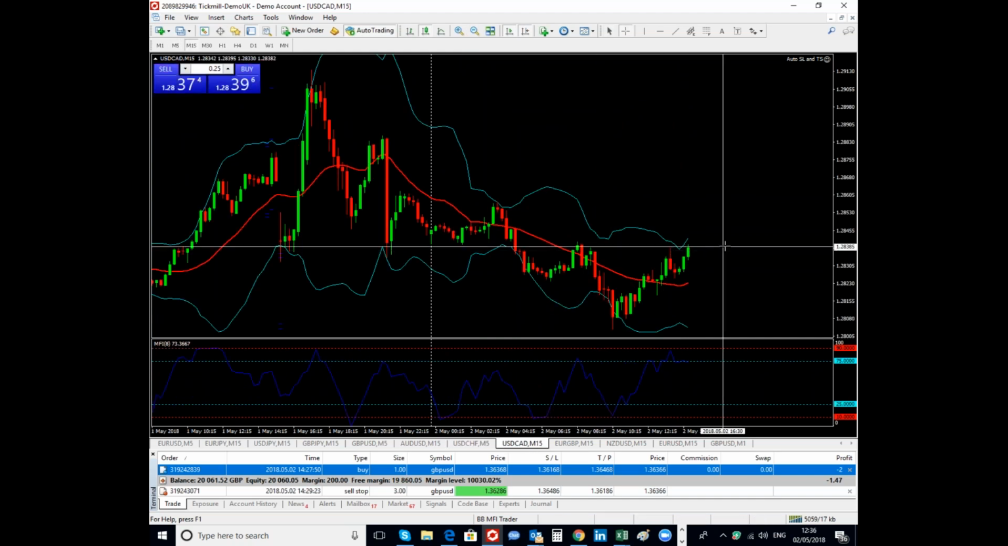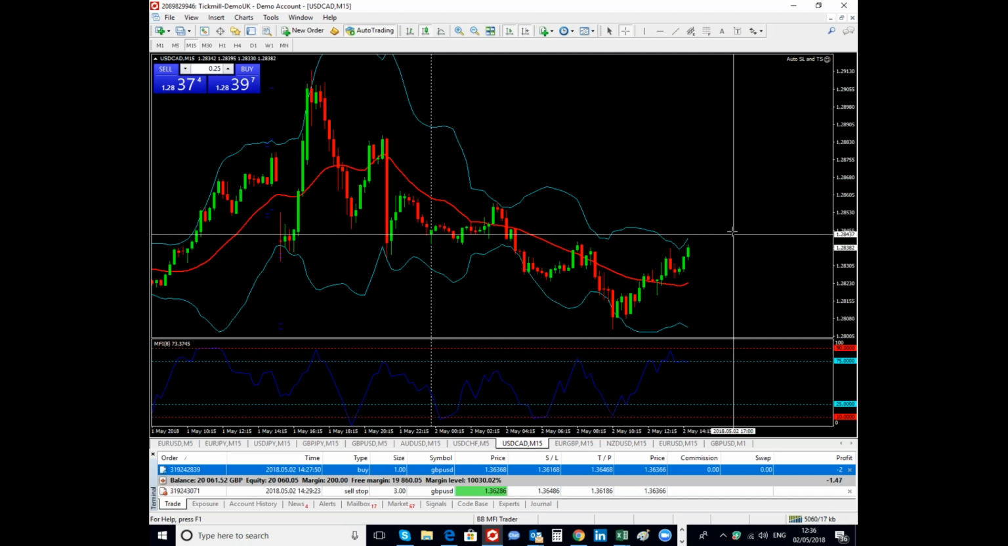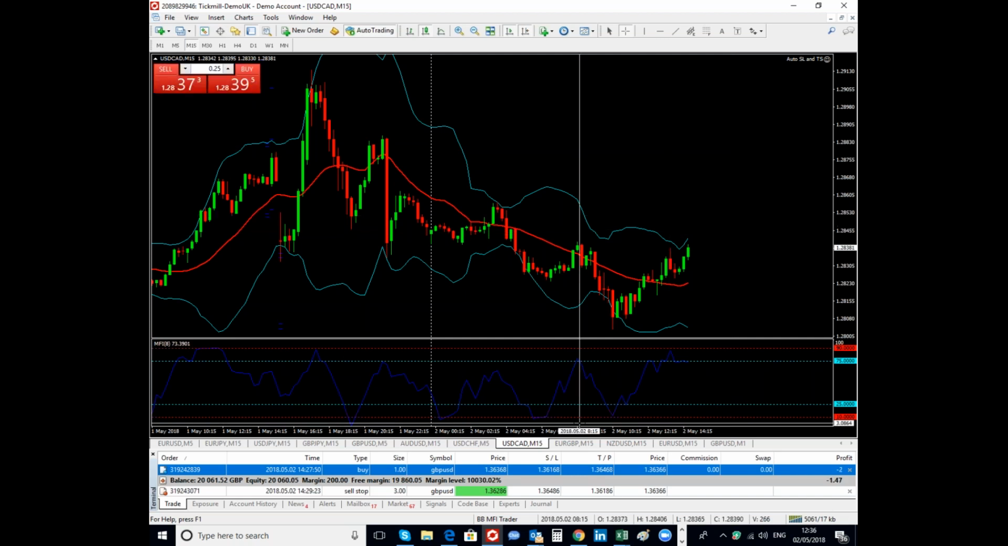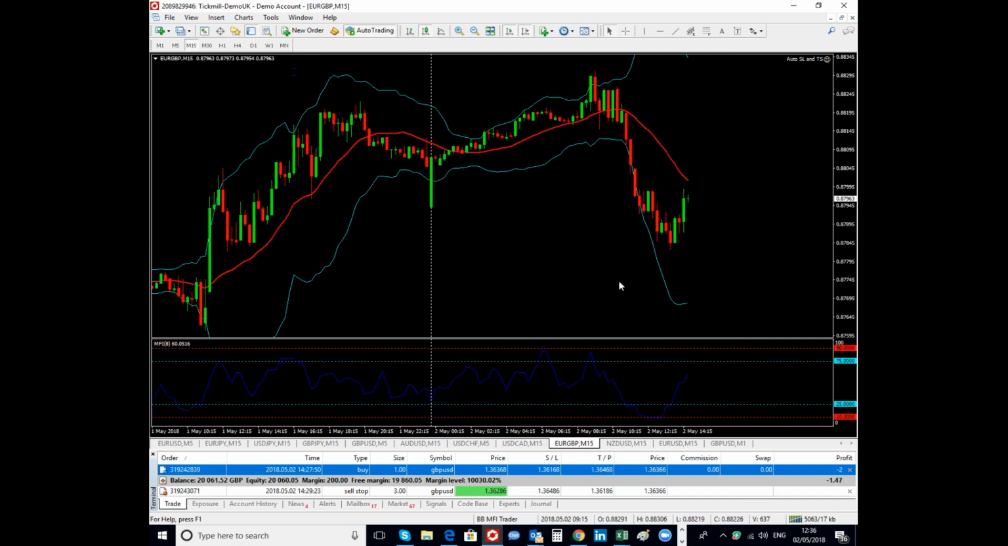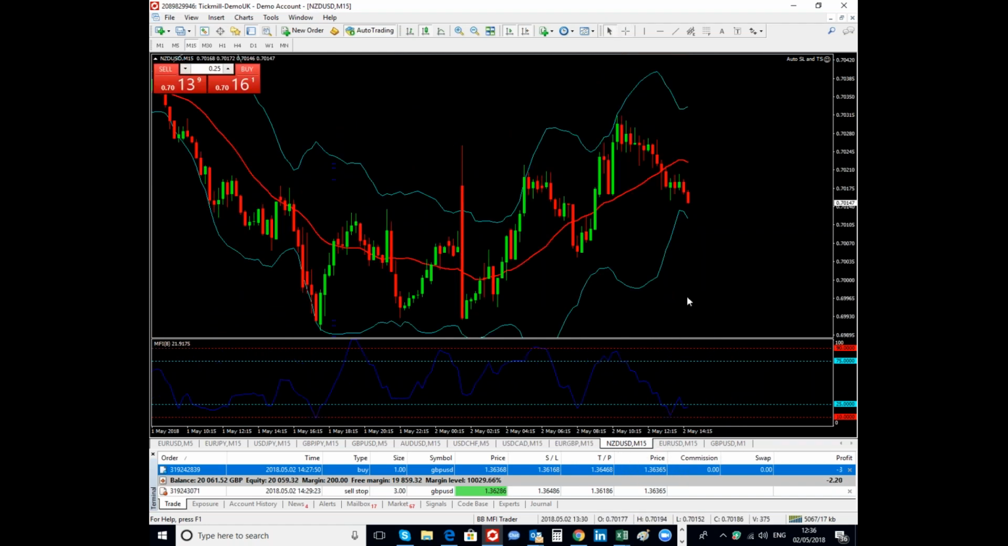Dollar CAD, see how dollar CAD's doing. Again, I want to see that push up a bit more. When it pushes out as well, it's really good. If you get pushing out, it's even better. Euro pound might set up here at the middle band, around about here. It might do. New Zealand dollar is yet to set up. That's not far away.